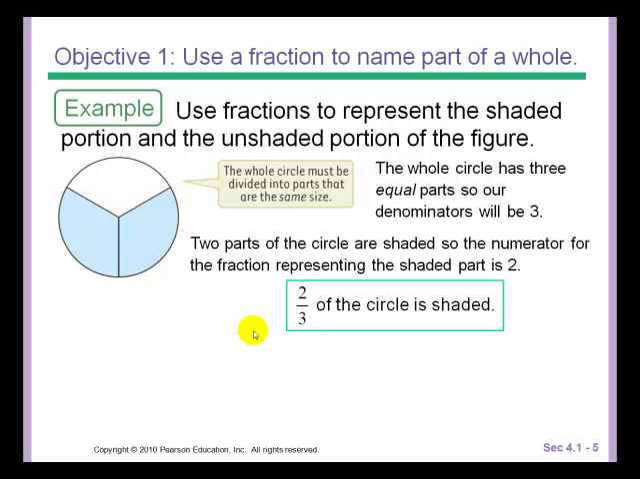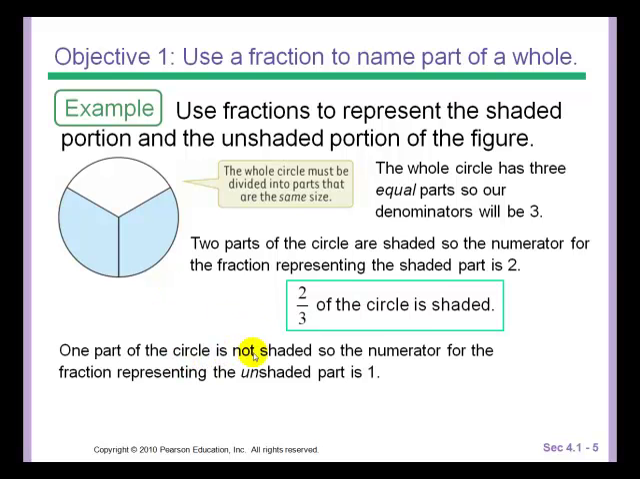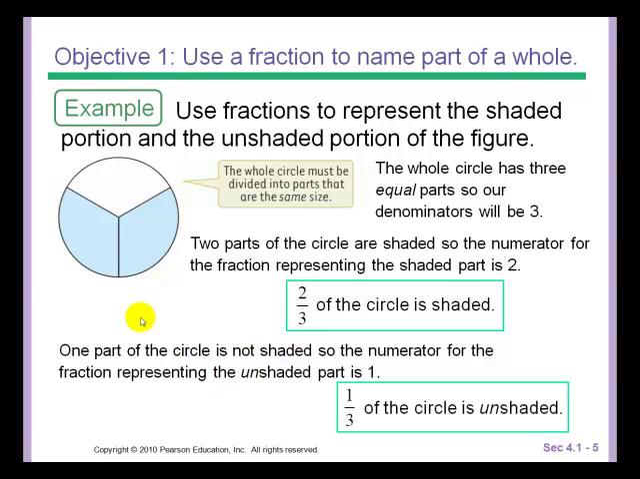2/3 is shaded. 1 part of the circle is not shaded, so the numerator for the fraction representing the unshaded part is 1. 1/3 of the circle is unshaded. There are 3 equal-sized parts, so our denominator is 3. 1 part is not shaded, so our numerator is 1. 1/3 of the circle is unshaded.